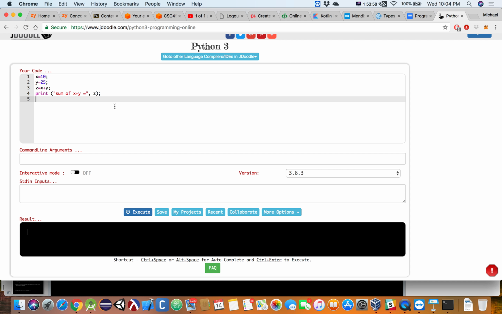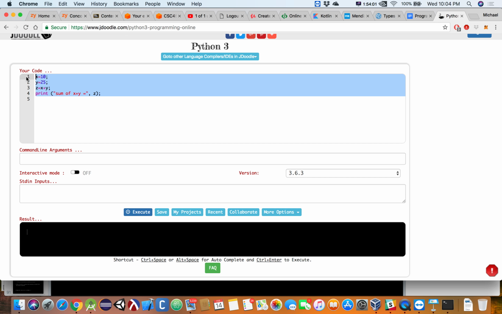Make sense? So this might be a good way. You write it up here, and then when you're done, you copy your code, paste it into the solution box for your homework. All right?